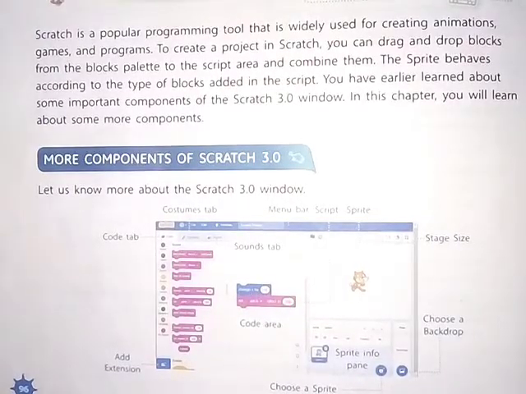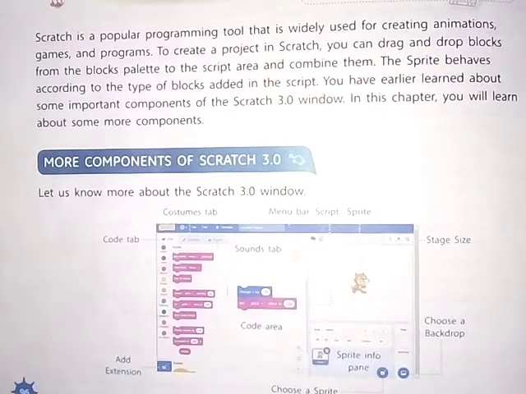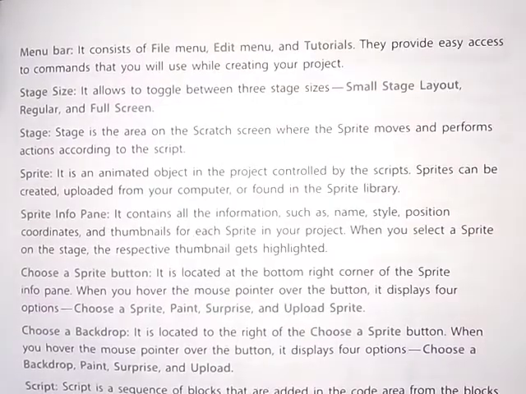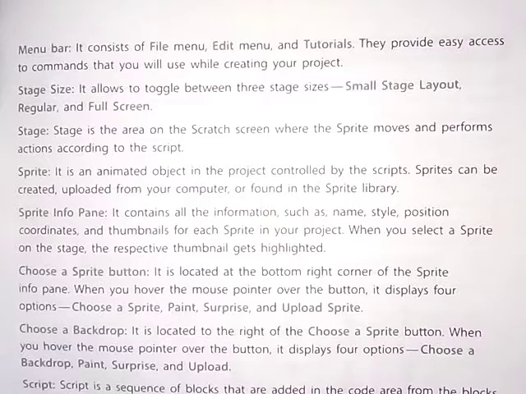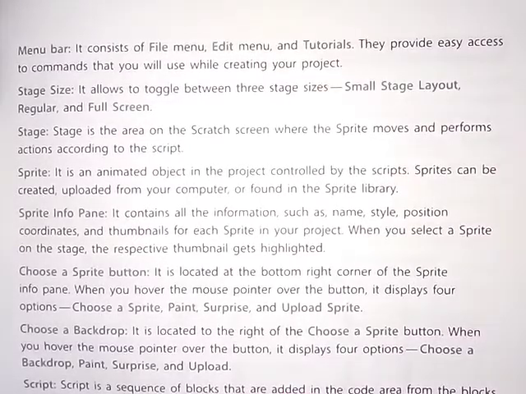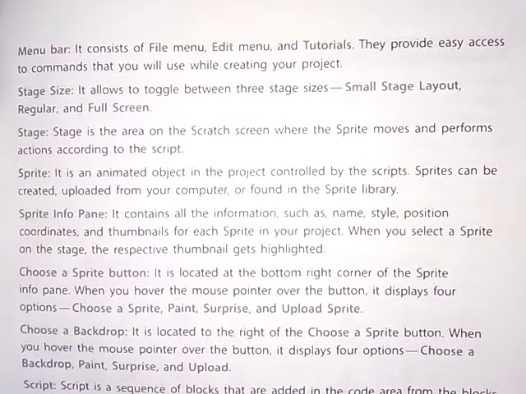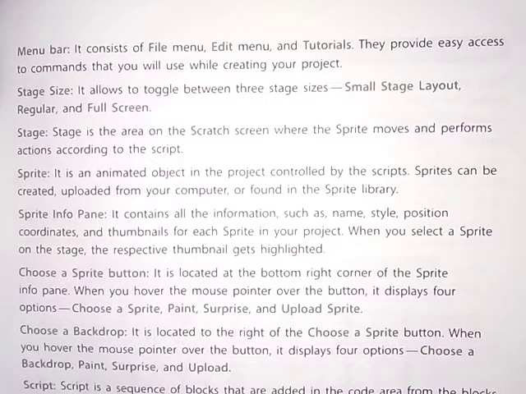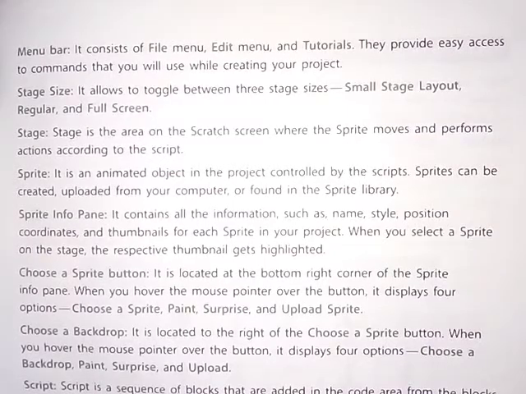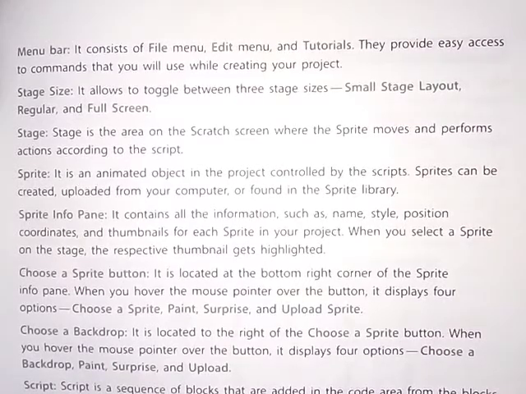More components of Scratch 3.0. Let us know more about the Scratch 3.0 window. Menu bar. It consists of File menu, Edit menu and Tutorials. They provide easy access to commands that you will use while creating your project. Stage size. It allows to toggle between three stage sizes: small stage layout, regular and full screen.